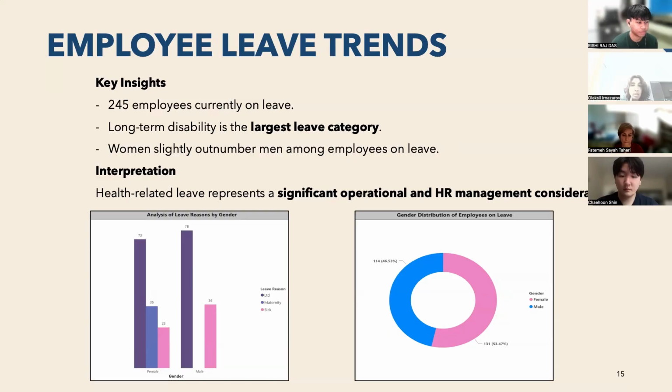First, looking at the gender distribution on the right on the chart, women slightly outnumber men, representing about 53.5% of total leave. Second, the bar chart on the left highlights the long-term disability. Purple color is the dominant because of absence for both genders, affecting 78 men and 73 women.